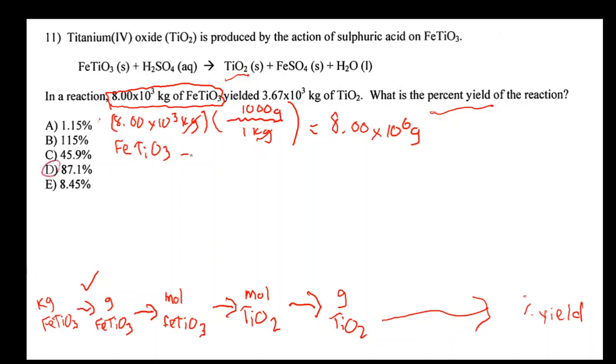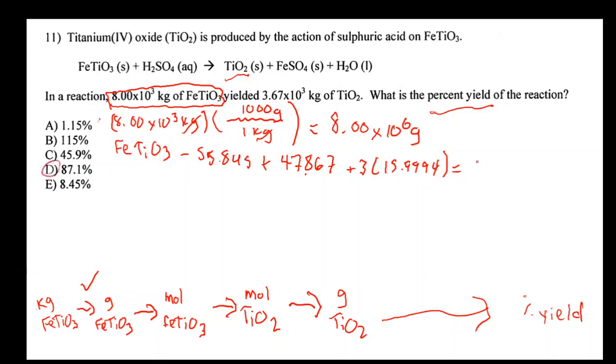So iron is 55.845, plus 1 titanium, which is 47.867. And then you add 3 oxygens, which are about 16, or 15.9994. I do a lot of organic chemistry. It's just kind of burned out of my brain at this point.